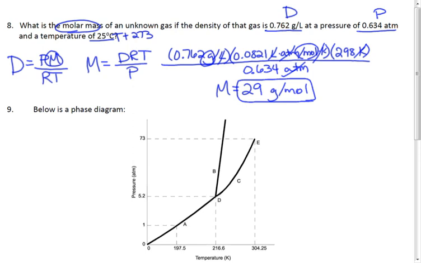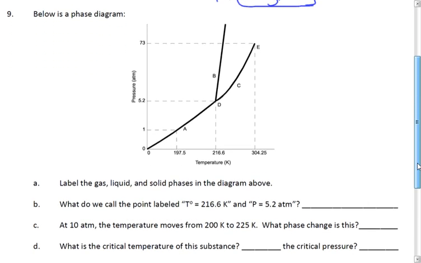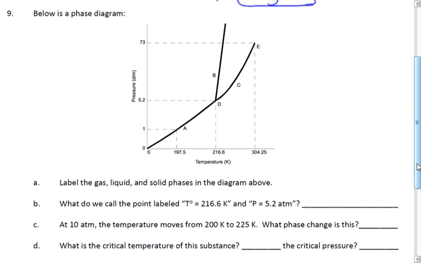The other half of your test will be working these problems using our different gas laws. They are multiple choice problems, but you just have to be able to work them out using the different equations. You have to have those memorized. You will also have a few questions on reading a phase diagram and labeling different parts of it.